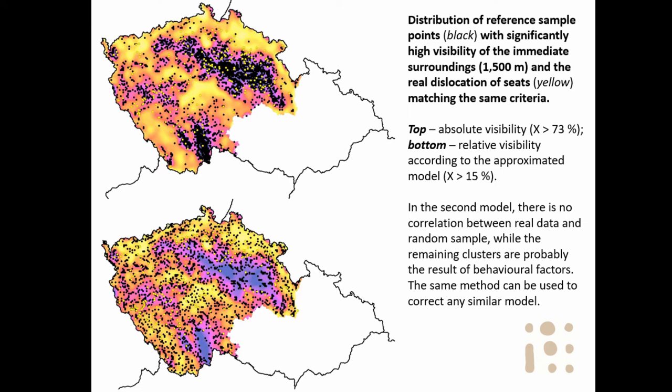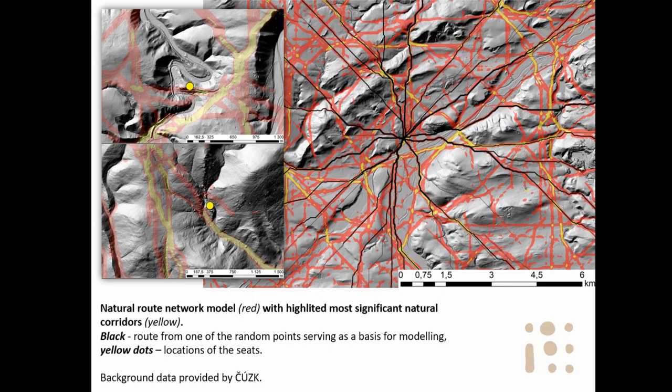So, because there is a big difference if you perceive visibility in the hilly area or in the flatland, the relation of those properties is much more important for tracking down the intention of the behavior.